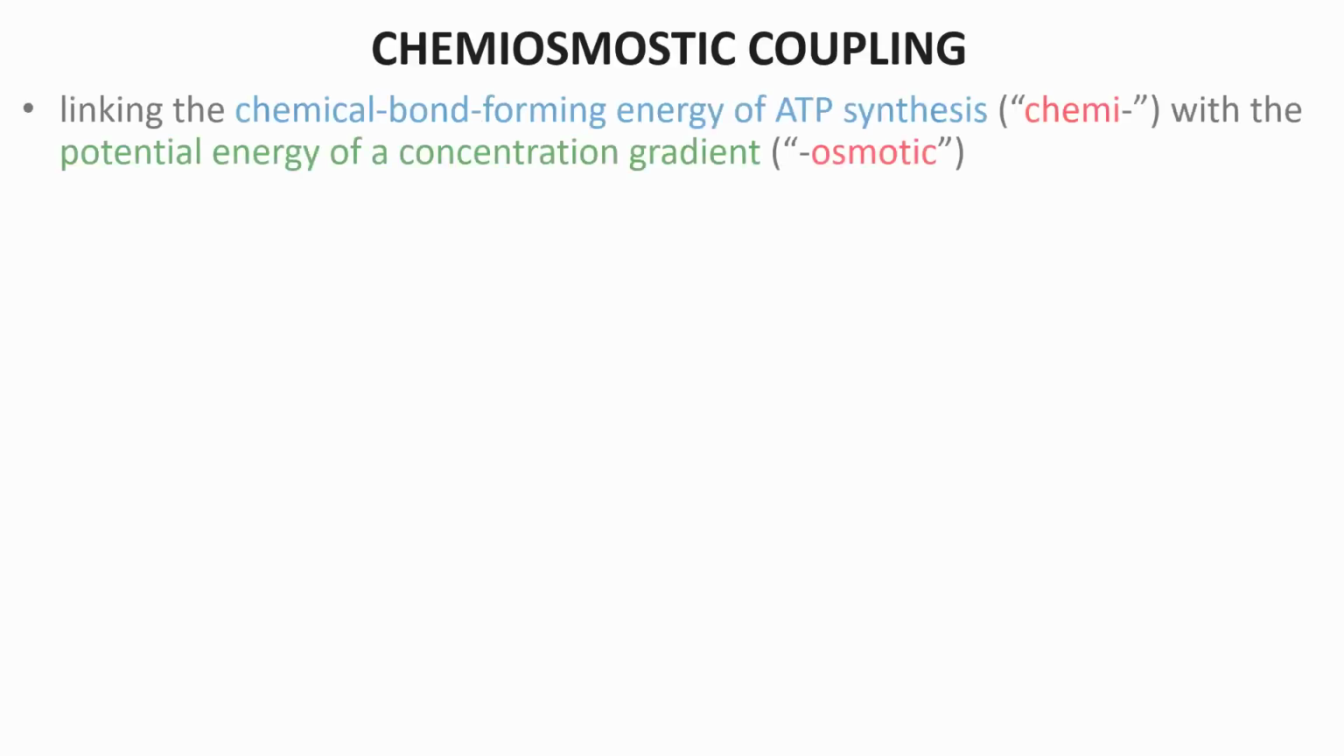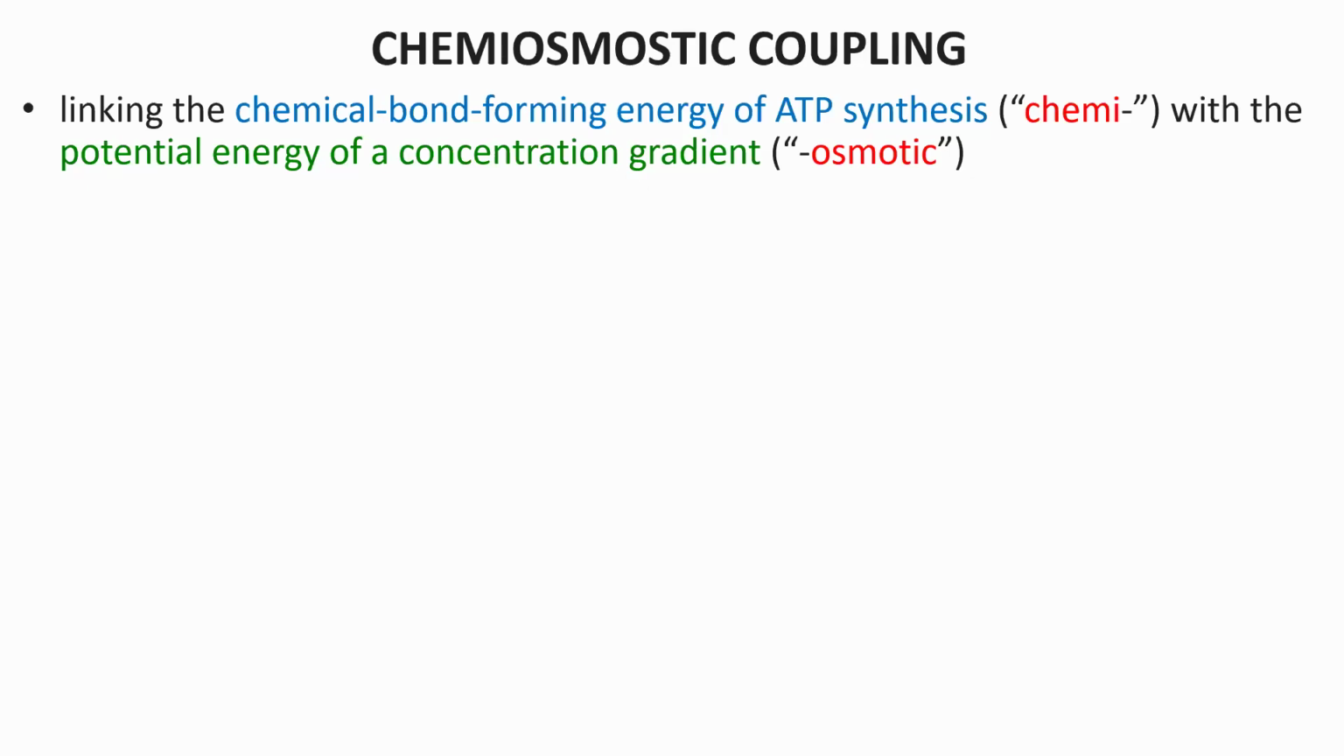So what we've been talking about here, whether we realize it and appreciate it or not, is this idea of chemoosmotic coupling. Chemoosmotic coupling is the direct linkage between the chemical bond forming energy needed to make that triphosphate bond of ATP, basically the chemical bond forming energy of ATP synthesis. That's the chemi part, making a chemical, with the potential energy that came from the concentration gradient of protons trapped on one side of the inner mitochondrial membrane. And that's that osmotic piece.